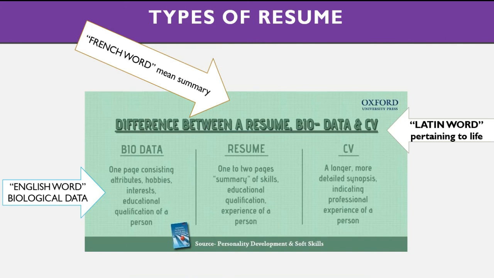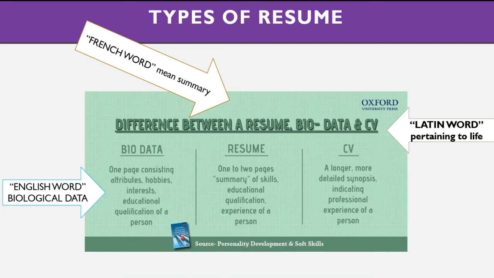Now, what's the difference between these: resume, biodata, and curriculum vitae? Okay, the difference according to Oxford University Press: biodata comes from biological data. Okay, so we tackled that one earlier, and resume came from a French word. Okay. Biodata is one page consisting of the attributes, habits, interests, education, and qualifications of a person. That is biological data, or biodata. The resume, on the other hand, is a 1 to 2 page summary of the skills, education, and qualifications and experience of a person. Okay? Curriculum vitae came from the Latin word pertaining to life. This is longer, a more detailed synopsis indicating the professional experience of a person.